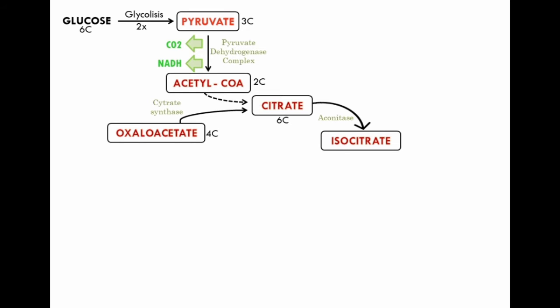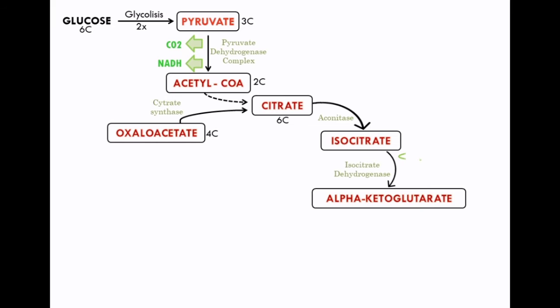Next, the isocitrate is oxidized into alpha-ketoglutarate by the enzyme isocitrate dehydrogenase. And in this reaction, a molecule of NAD is reduced into NADH, and a molecule of carbon dioxide is generated. Hence, the alpha-ketoglutarate is a 5-carbon compound, since one molecule of carbon is lost into carbon dioxide.